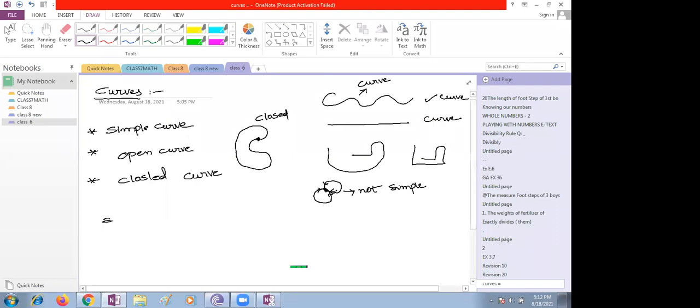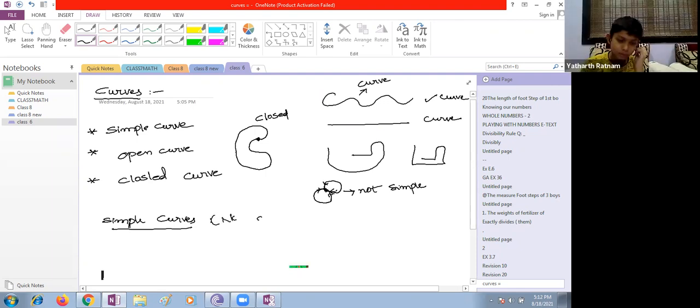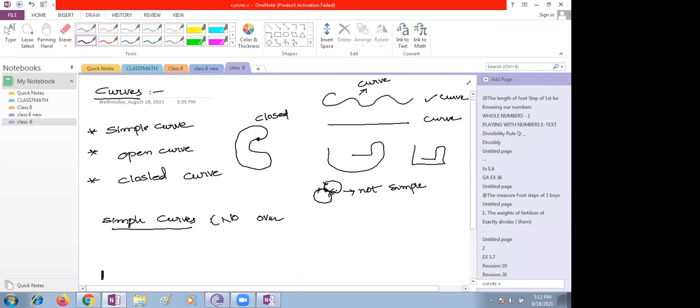Simple curves, examples I'm drawing here. Simple curves, they never cross each other. There is no overlapping, children. You just remember the point. No overlapping. What is that? No intersecting, yes, overlapping.